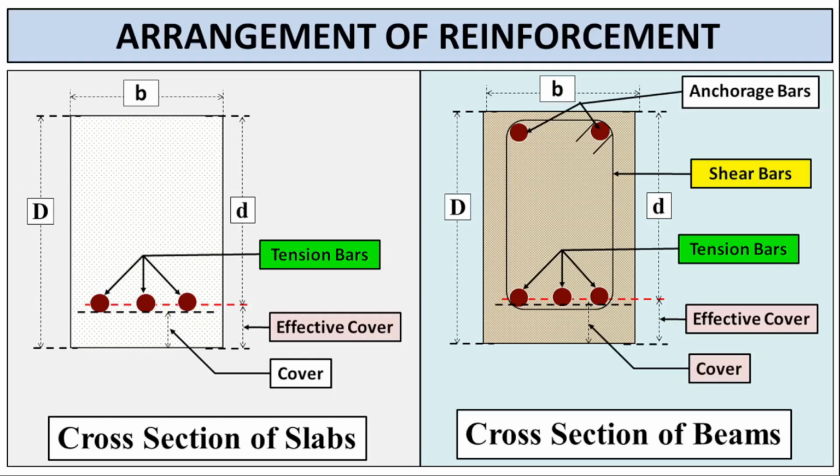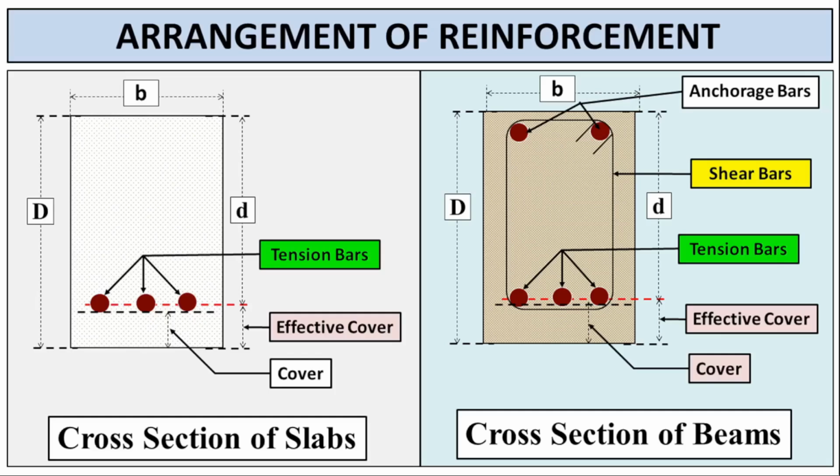Similar to the slab, we see the tension bars at the bottom. However, in beams, we also have shear bars, shown in yellow, which are essential for resisting shear forces. Additionally, there are anchorage bars at the top, which help tie the reinforcement together. The effective cover and cover are labeled in the same way as in the slab. Understanding the arrangement of reinforcement is essential for designing structurally sound concrete elements.